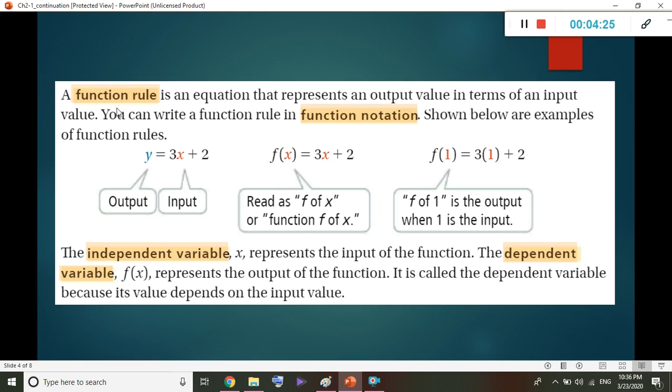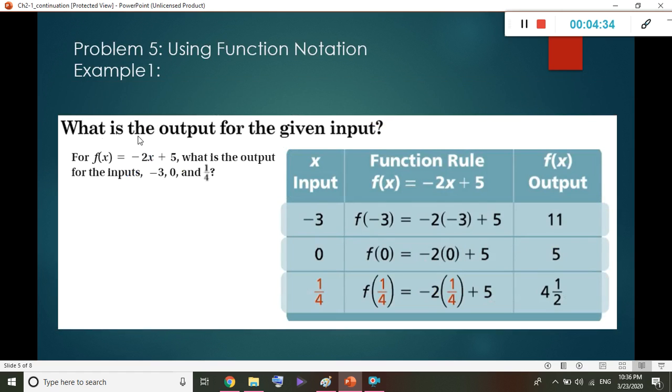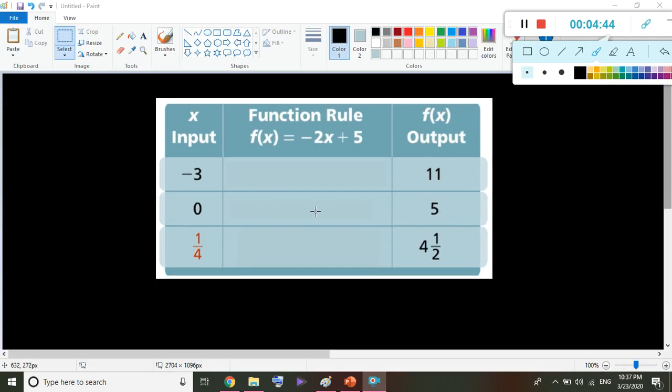Okay, so now we know what the function rule and function notation are, and what x and f of x are. Now let's try some examples. What is the output for the given input here? They gave us this function and they're asking for the output for these inputs. Okay, let's try solving them. This is the function that we have, and these are the inputs that they gave.